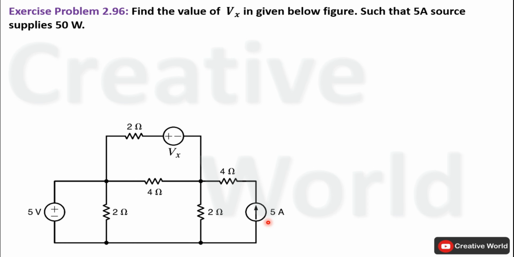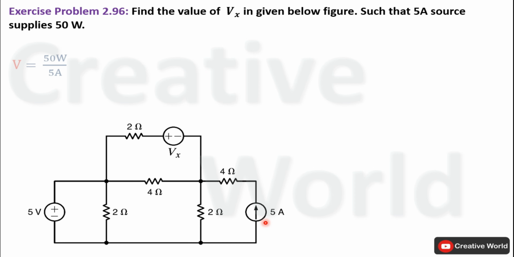First of all, we will try to find out voltage across this 5 ampere constant current source because power of this source is provided in this scenario. And we know that power is the product of voltage and current. If we know any two quantities, we can calculate third quantity as well. In this case, we know the value of power and current, so we can calculate voltage.